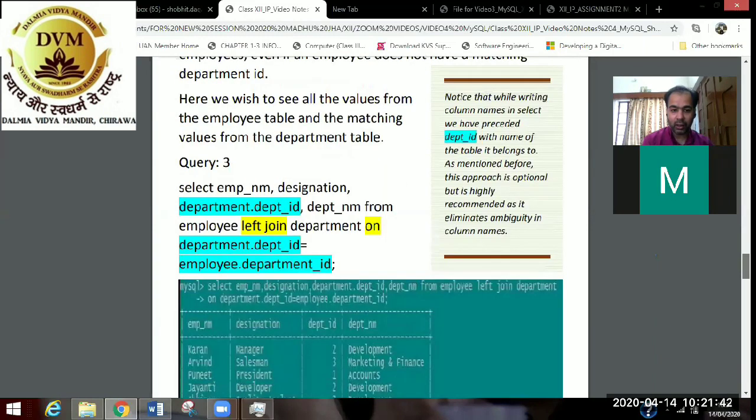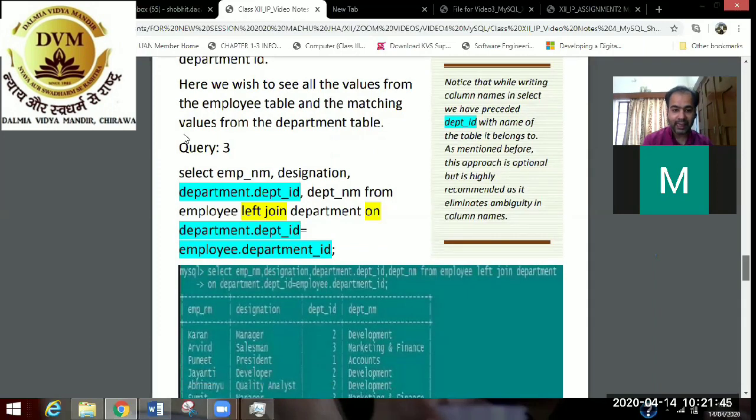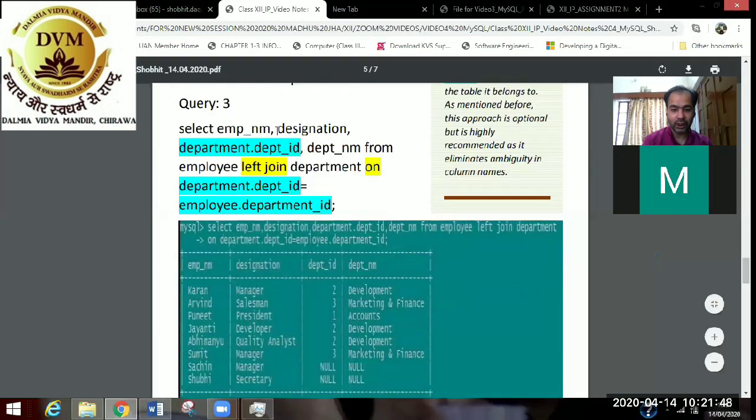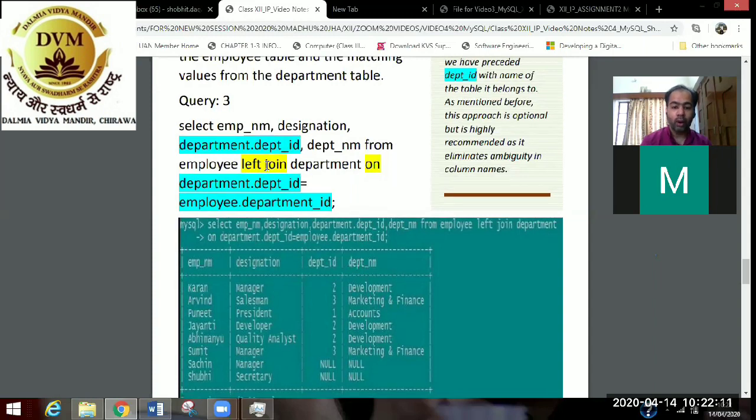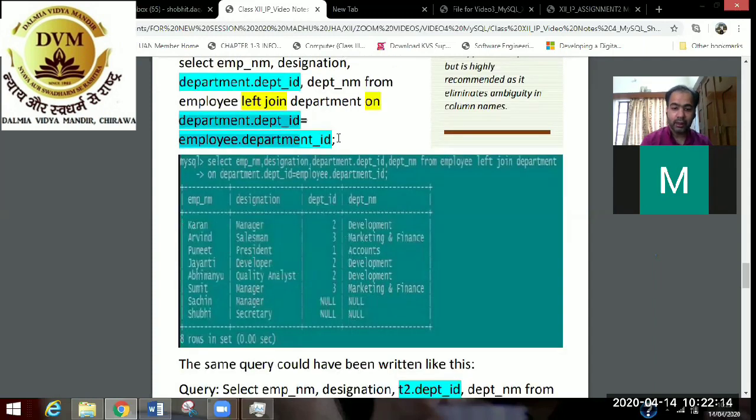Over here, our query will look something like this. Select EMPNM, designation, department.deptid, department NM from employee left join department. So which of these tables is the left table? The employee table is the left table. So all the row values from employee must be present in the output, even if there is no match in the department table for them. And on which condition will we be matching over here? This condition: the department ID column of the employee table should be equal to the DPT ID column of the department table.